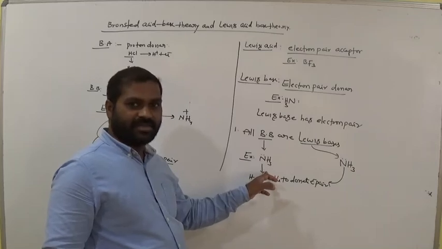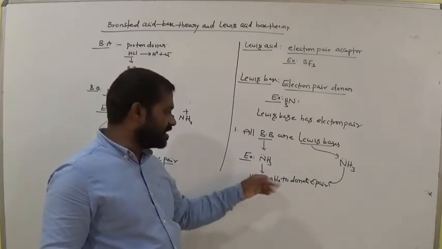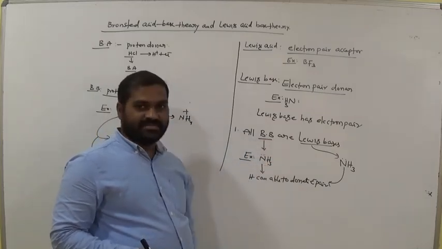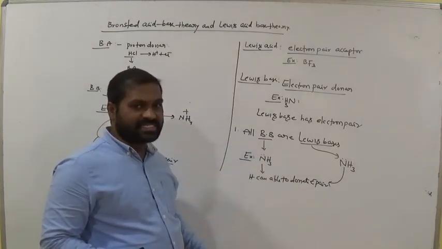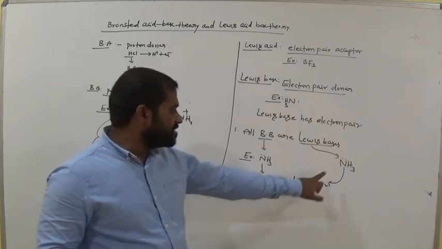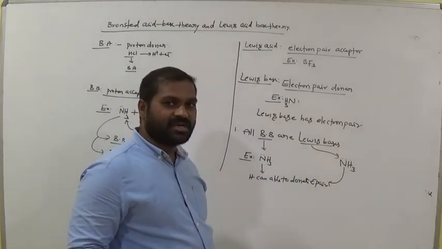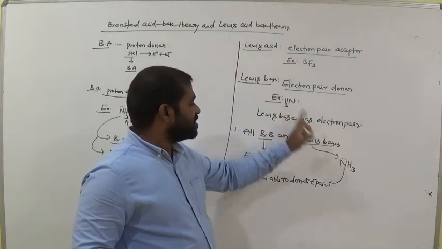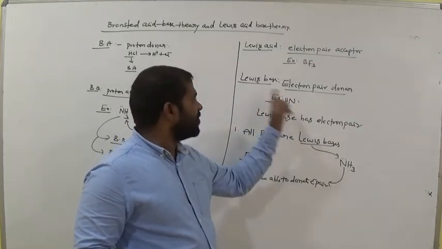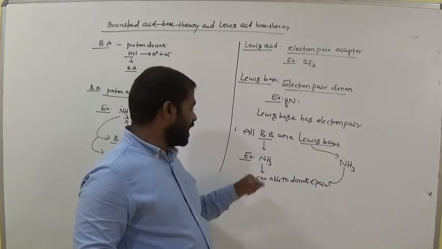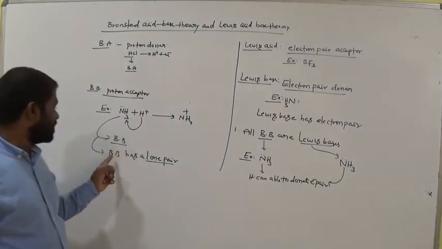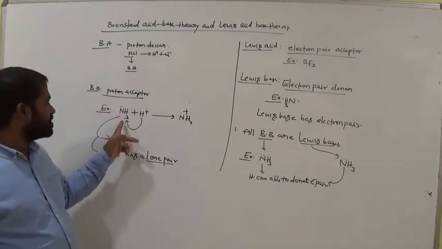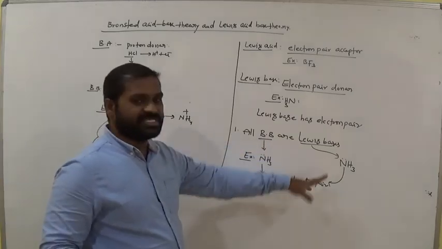Bronsted base, am I right? Why? Because it can accept H plus. Remember the Bronsted base example, NH3. Why? Because it can accept a proton. Here NH3 is also an example for a Lewis base. How? An electron pair donor is called a Lewis base. Come to your NH3: it is a Bronsted base because it can accept H plus. So is it a Bronsted base or a Lewis base?